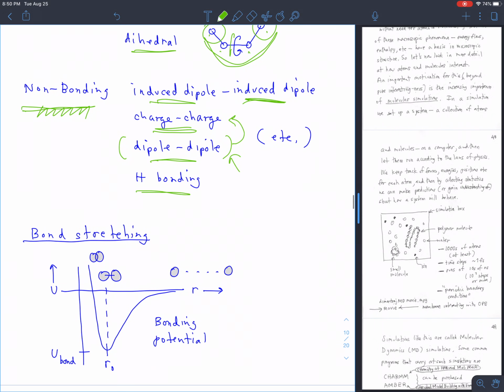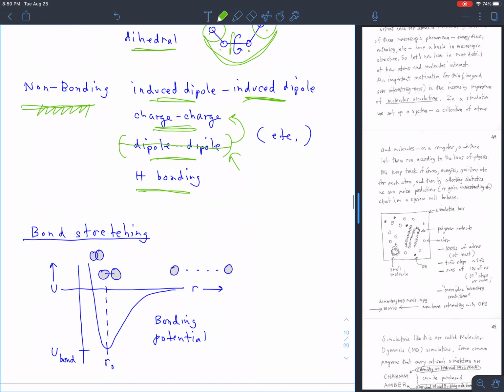And then there's H bonding. So let's strike that out. I put that before I even thought about what I was doing. It's such a common thing to put that I shouldn't have put it there.